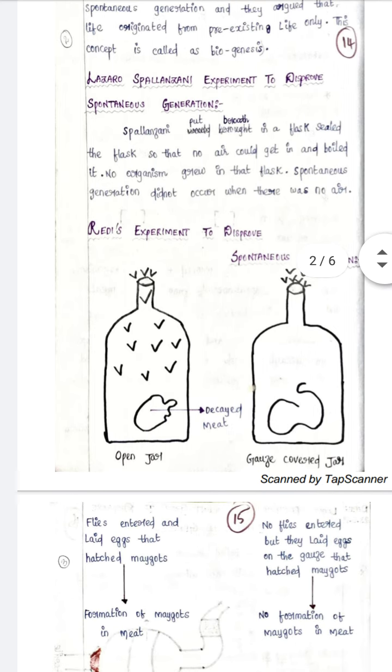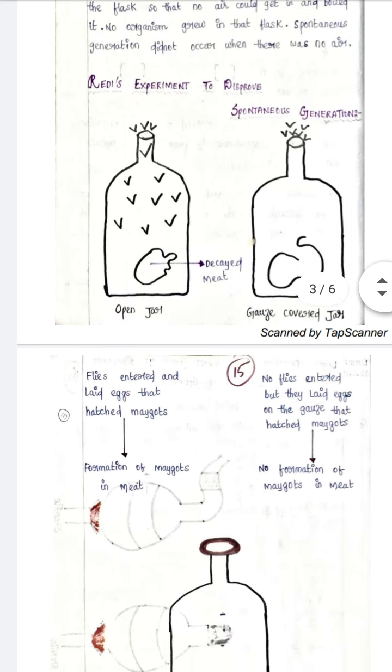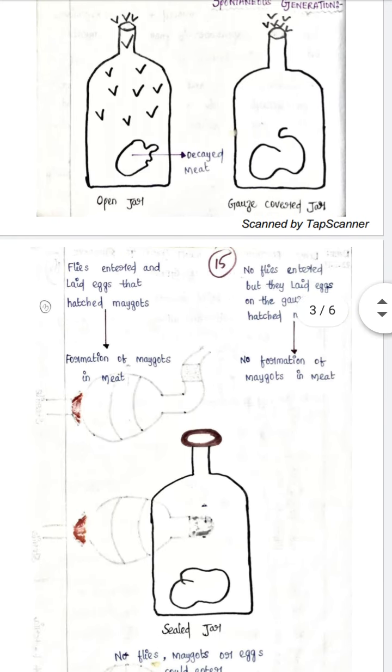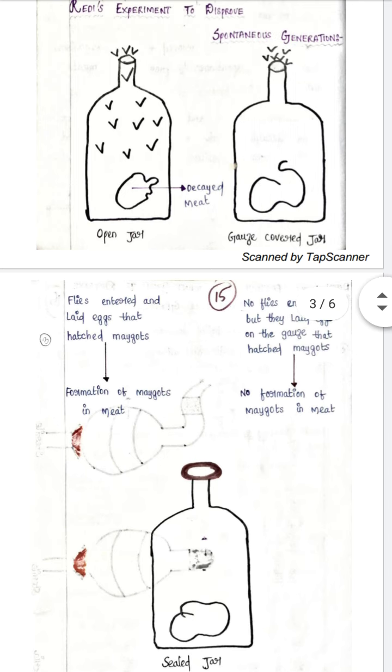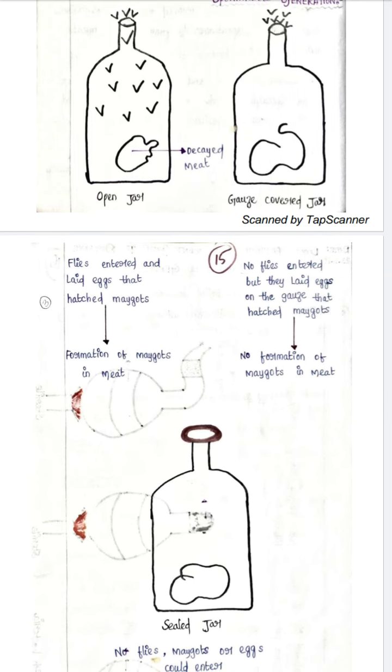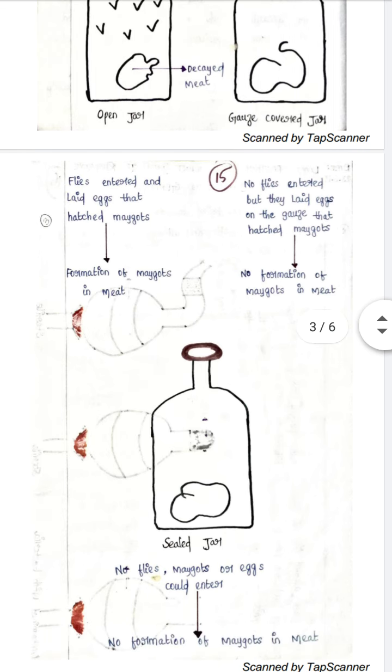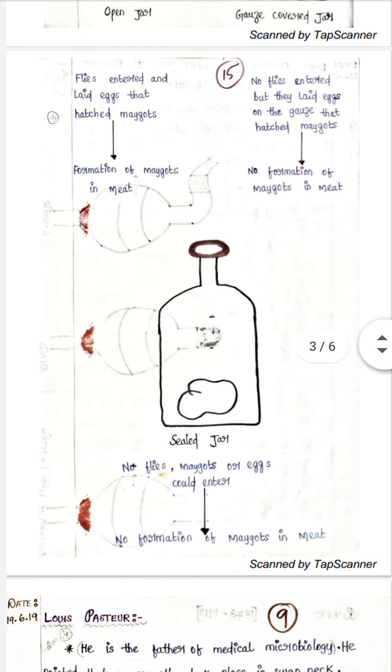Next is Redi's experiment. He kept 3 flasks: one was open, one was covered with gauze, and one was sealed. In the open jar, flies entered and laid eggs that hatched maggots, and there was formation of maggots in the meat. In the gauze-covered jar, no flies entered, but they laid eggs on the gauze that hatched maggots, and there was no formation of maggots in the meat. In the sealed jar, no flies, maggots or eggs could enter, and hence there was no formation of maggots in the meat.